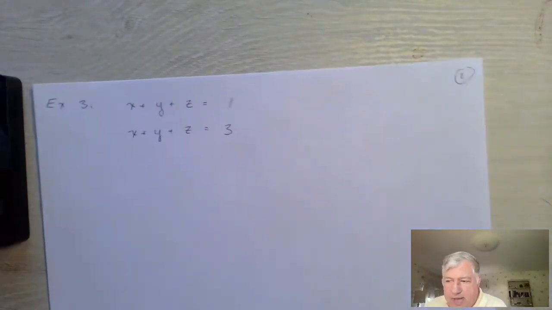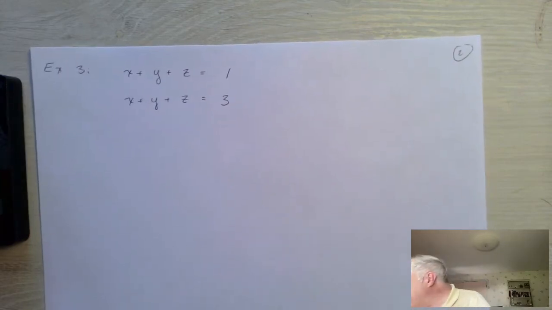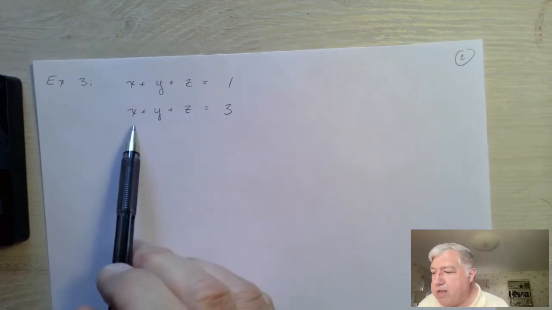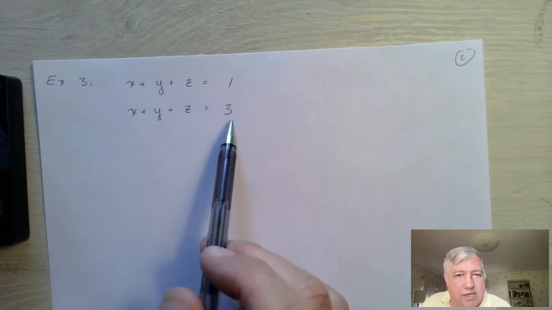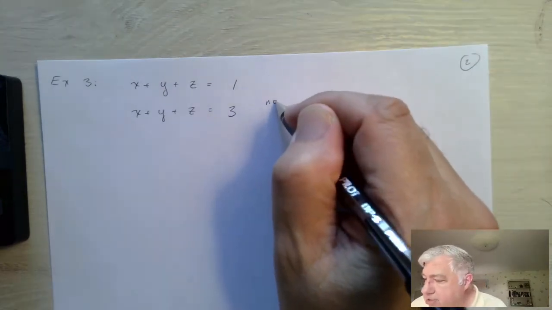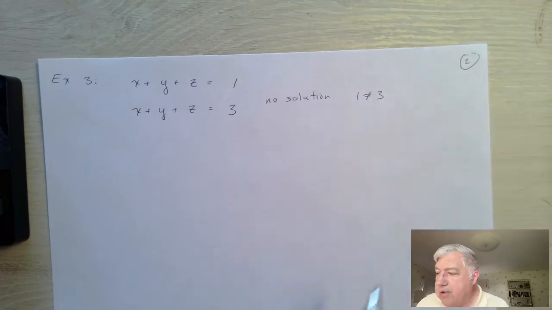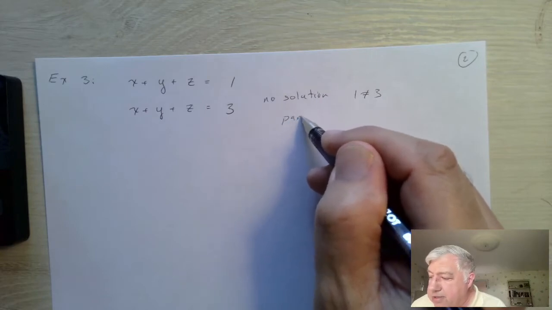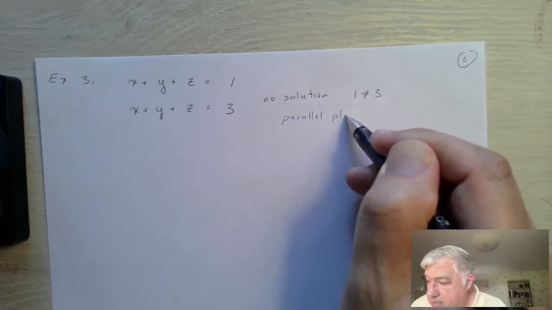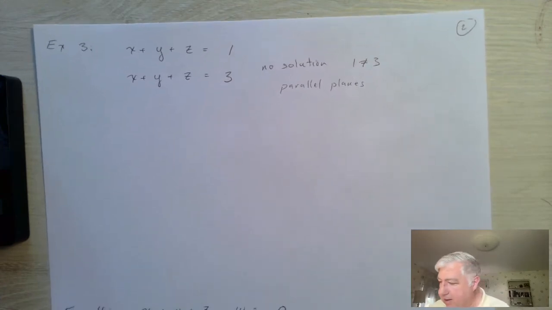Here is an example which is almost the same, but we just change a minus sign here, and we can see right away that this is nonsense, right? There's no way that 1 can equal 3. So there's no solution here, or it's inconsistent because 1 does not equal 3. And in fact, this corresponds to parallel planes. They don't intersect. Okay, well that was easy enough.